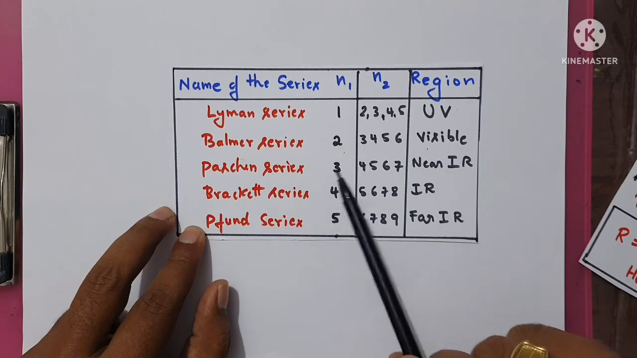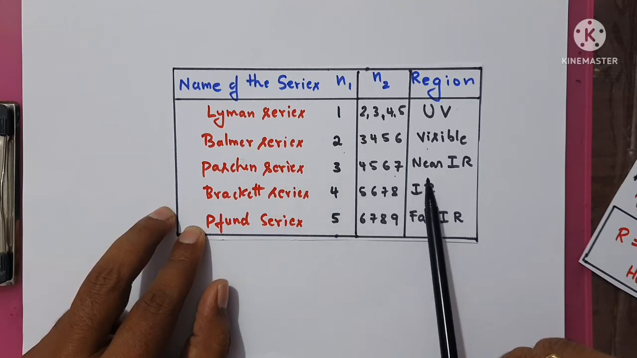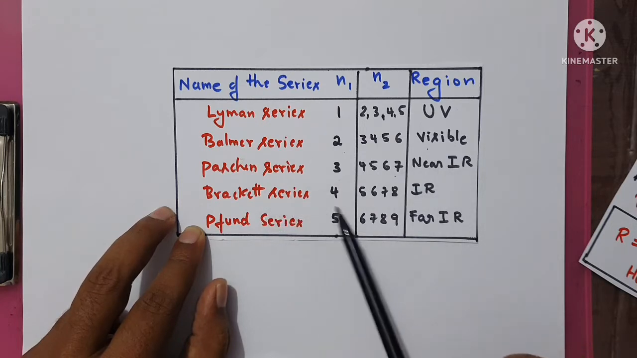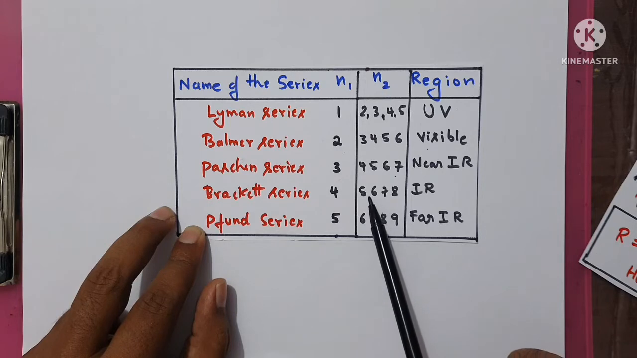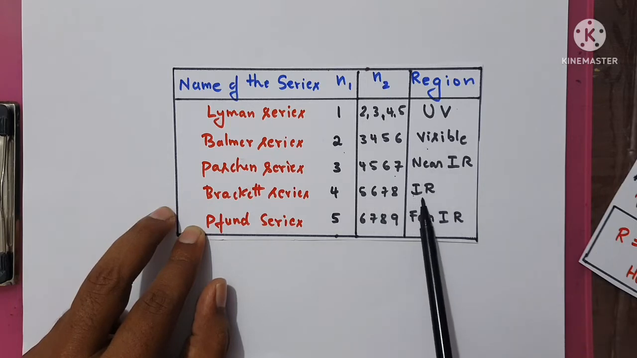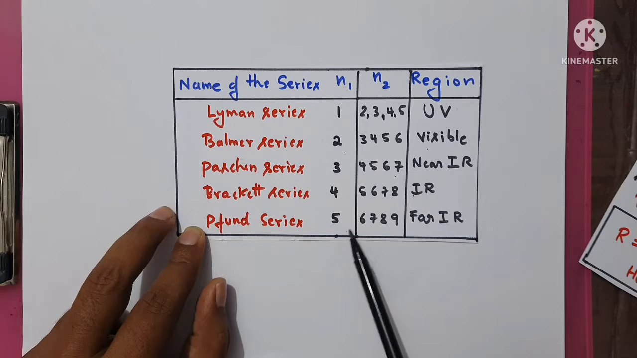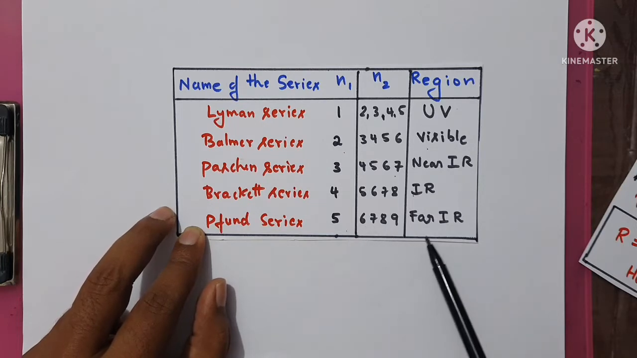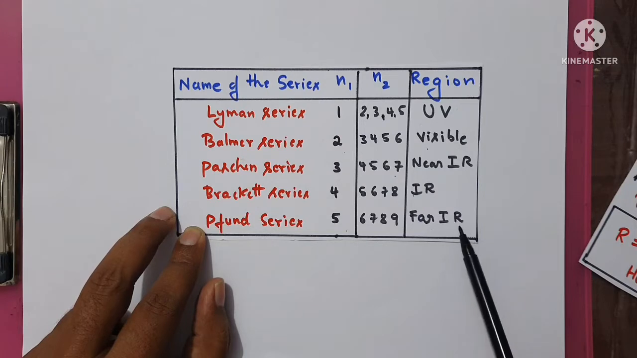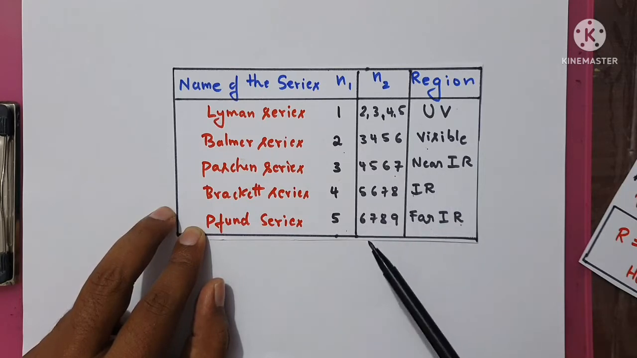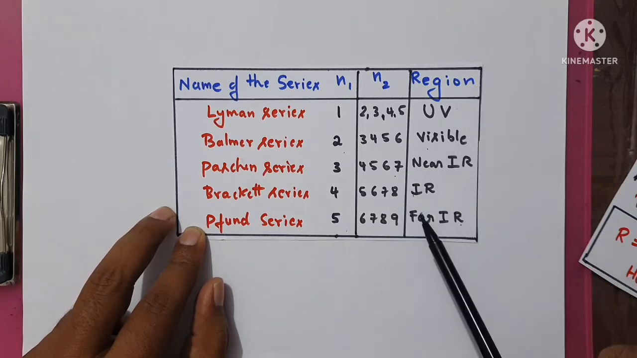Then we have Paschen series: 3, with n2 from 4 to 7. It is very near to the infrared radiation. Brackett series: n1 value is 4, then n2 will be 5 to 8. It is exactly in the infrared radiation region. Whereas Pfund series: 5 is the n1 value, n2 will be 6 to 9, and it is very far away in the infrared radiations. I hope you have understood this chart, and this chart is very important, children. You have to memorize this chart, the regions where it falls.